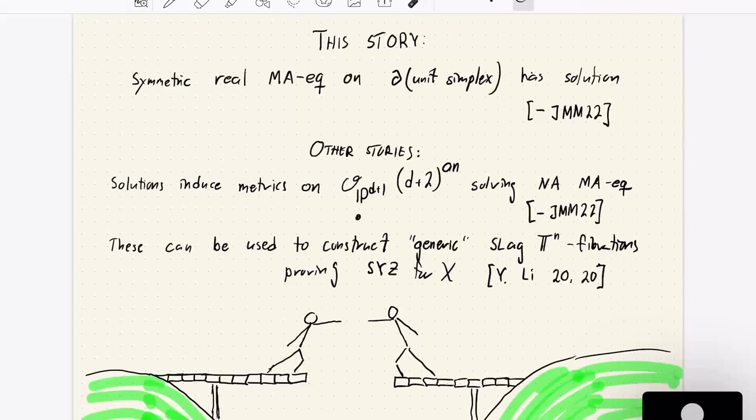So with this, you can construct the generic special Lagrangian torus fibration. By generic, I mean that they're not defined on a codimension 2 or dense subset, but really you have a fibration on a subset of 99% of the Calabi-Yau. So this last part here is really ideas and results by Yang Li in a couple of papers from 2020.